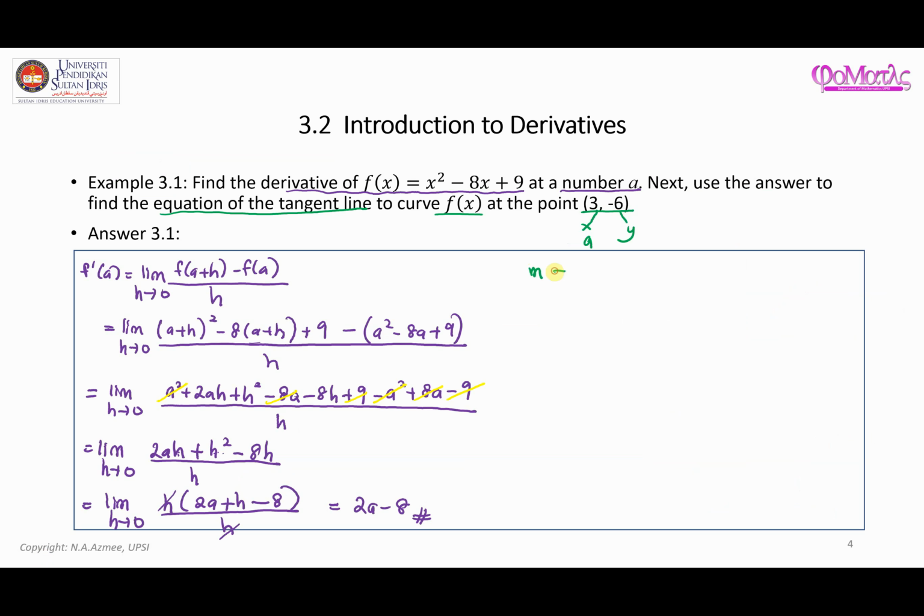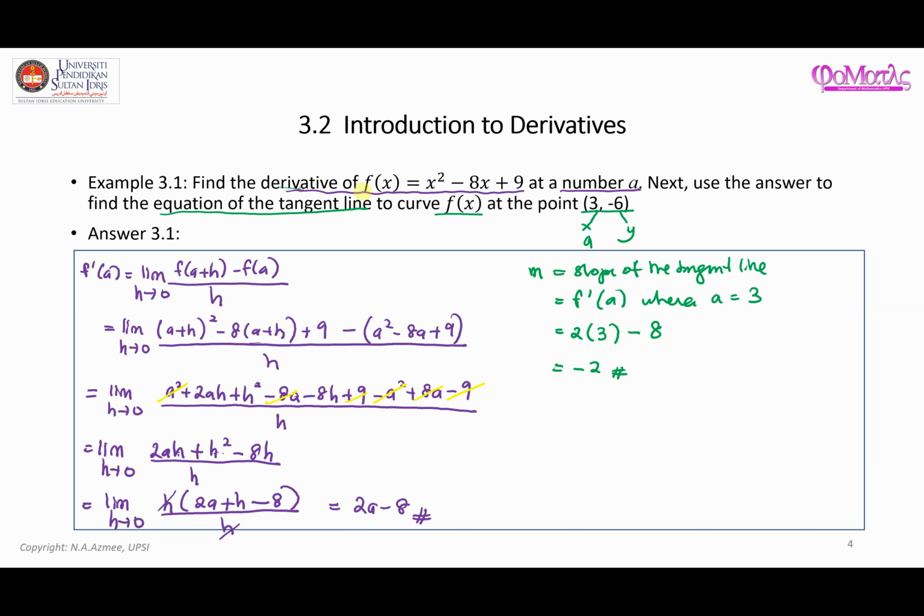So m is the slope of the tangent line, and as I have said earlier, this is equal to finding f prime of a, where a is equal to 3. This is equal to 2 times 3 minus 8, and the answer is going to be negative 2. Okay, we are not done yet.